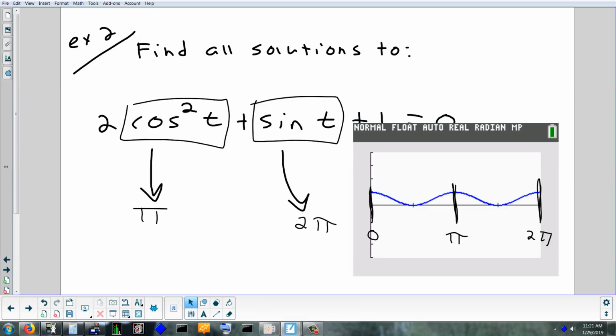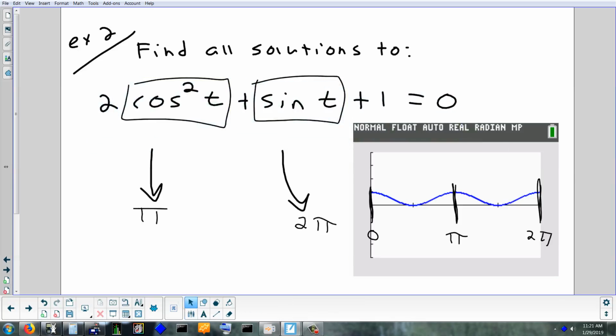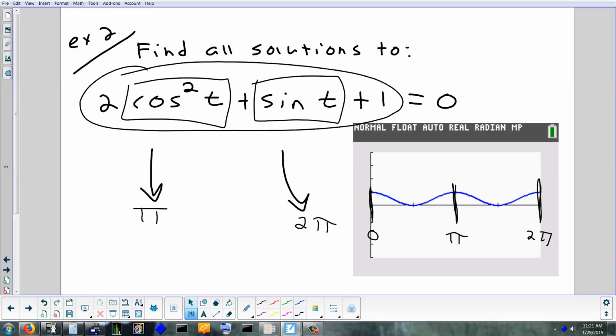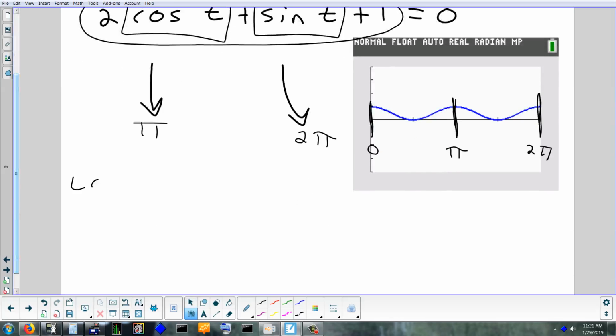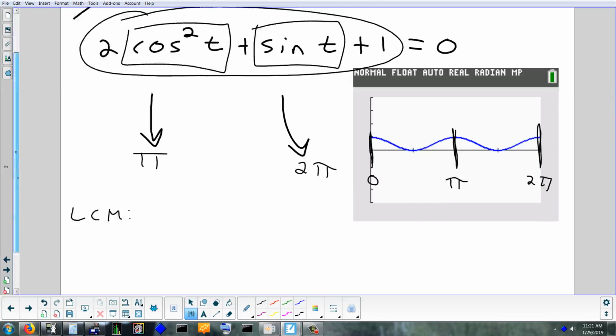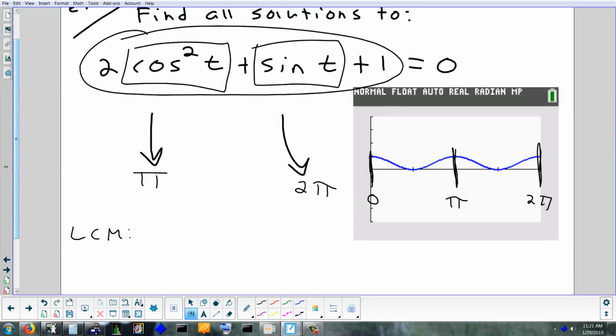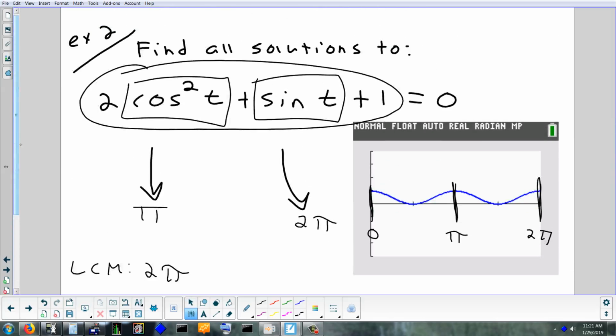All right, so I got a period of pi. I got a period of 2 pi. The period of this whole thing is the LCM of pi and 2 pi. So what's the least common multiple of 1 pi and 2 pi? Yeah, 2 pi. So now, when we type in that whole equation in y1, if you want to see exactly one cycle, make your window that big, from 0 to 2 pi.